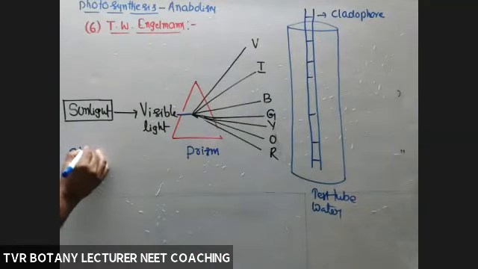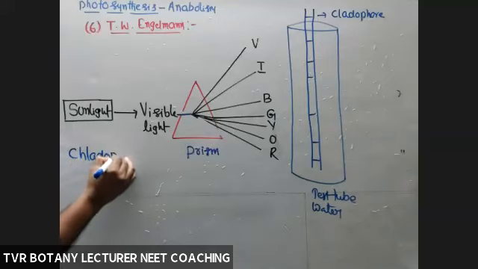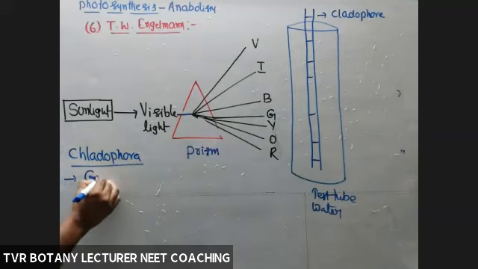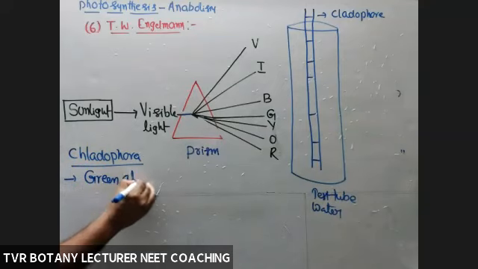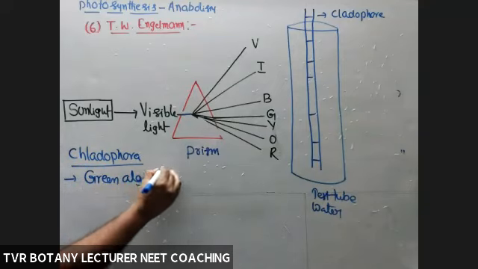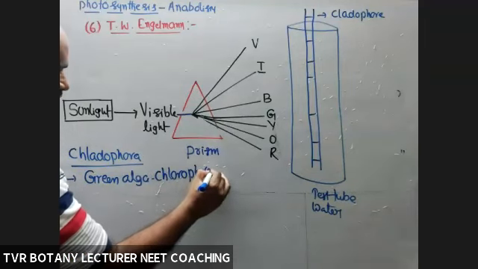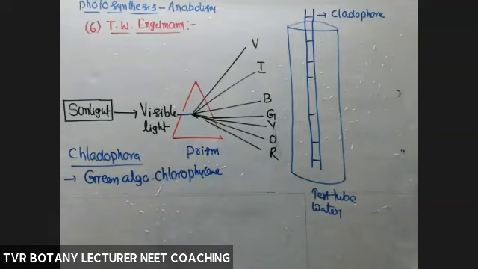What is Cladophora? Cladophora is a green alga, a chlorophyll member. What about the characteristics of Cladophora? This is very, very important. Cladophora is multicellular. Plant body multicellular, many cells.